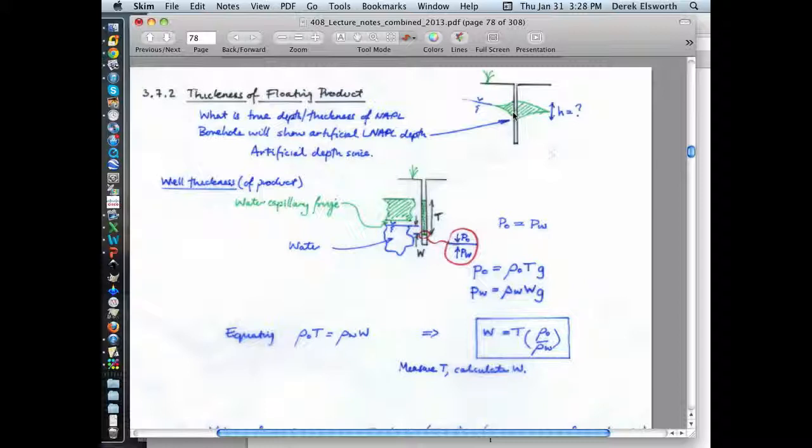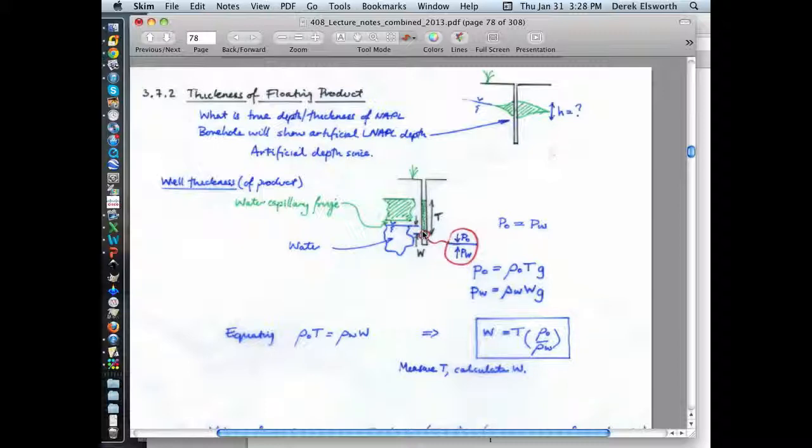And the answer, as you might surmise from this kind of cartoon, is no, it's not the same. And so how do we correct to figure out exactly what the true thickness of this free product is as a function of the actual thickness that we will measure in the hole?